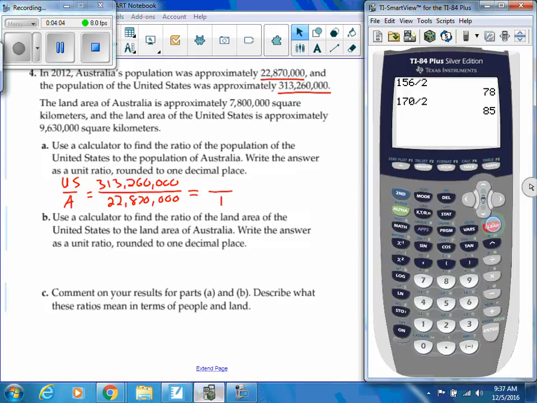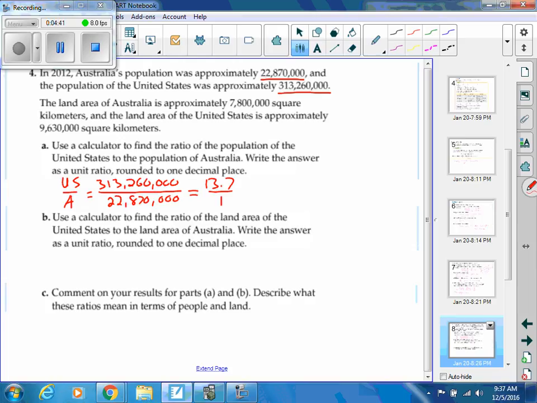So I go to my calculator, and I type in the population of the U.S., 313,260,000. I'm going to divide that by the population of Australia, which was 22,870,000. And my answer will be what goes on top. Now it says round it to 1 decimal place, so it's 13.69, so the 9 is going to round the 6 up. So we're going to round that to 13.7. Okay, so that means there's 13.7 people in the U.S. for every 1 person in Australia.